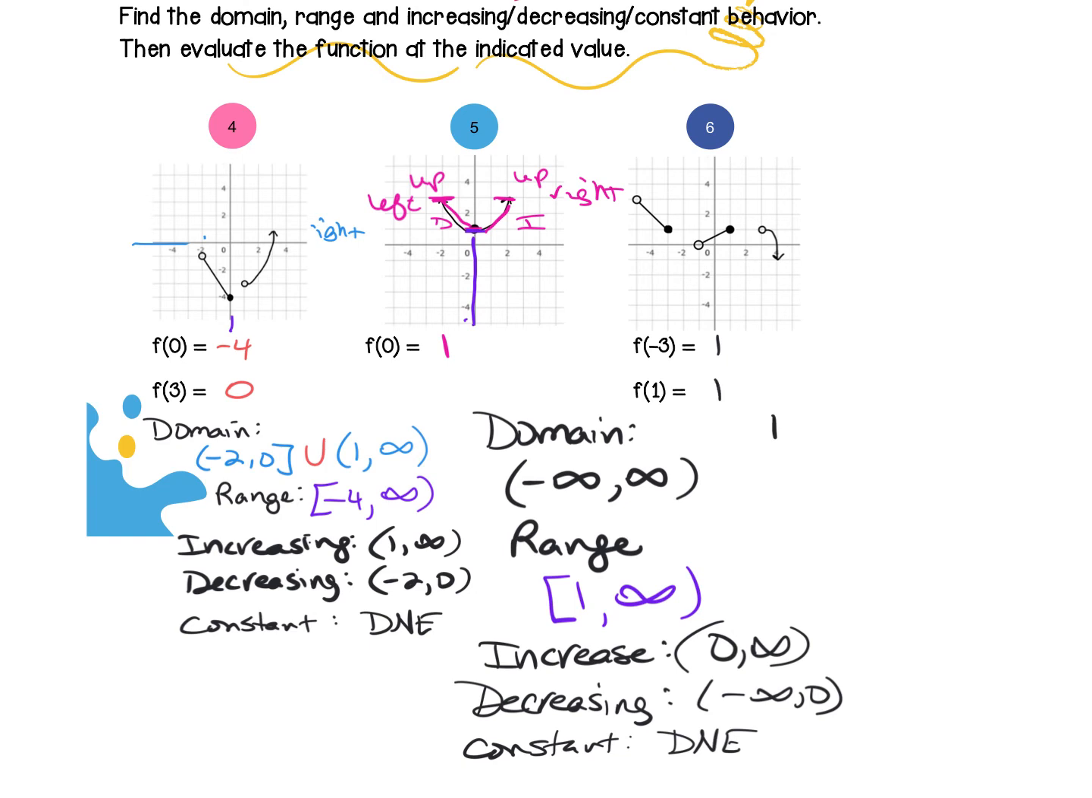So now let's do the domain. And again, we're walking left to right. As I walk here, the first point I encounter is right here at -5. Notice it's an open circle, so a parenthesis. Then as I walk along, the graph stops here at -3 with a bracket. Then I've got a little gap here, so that's going to be my union.